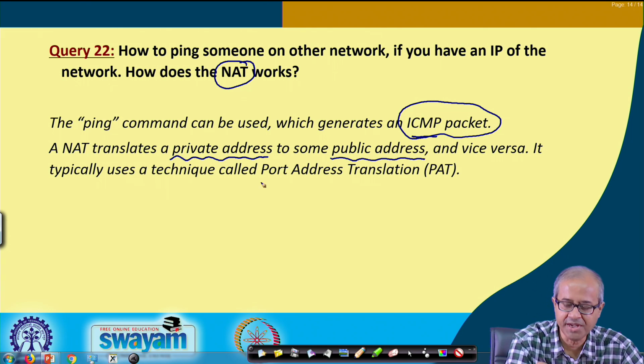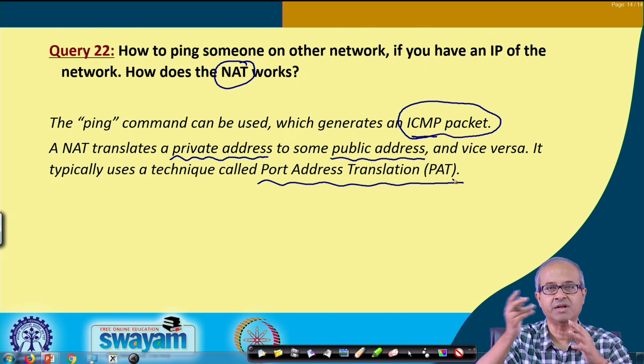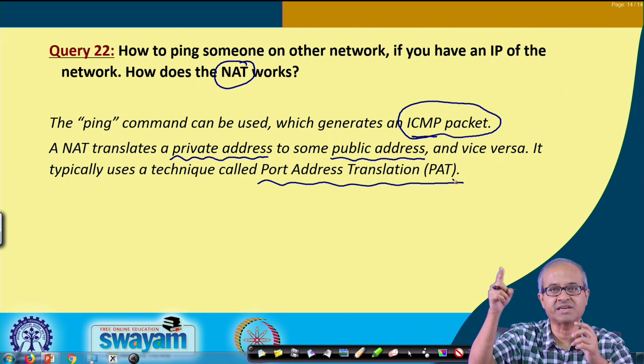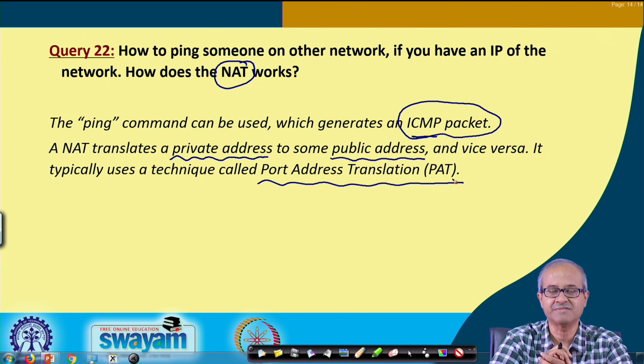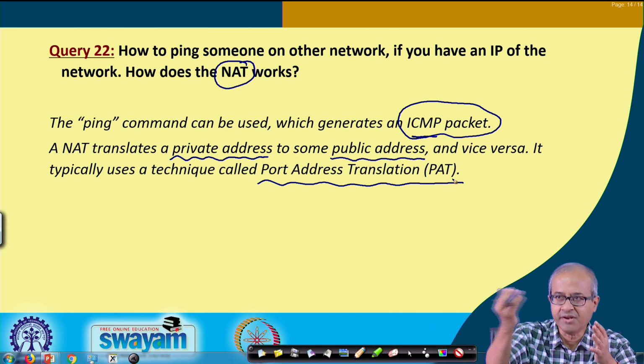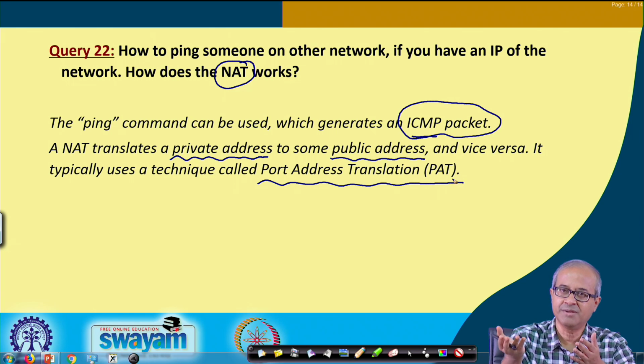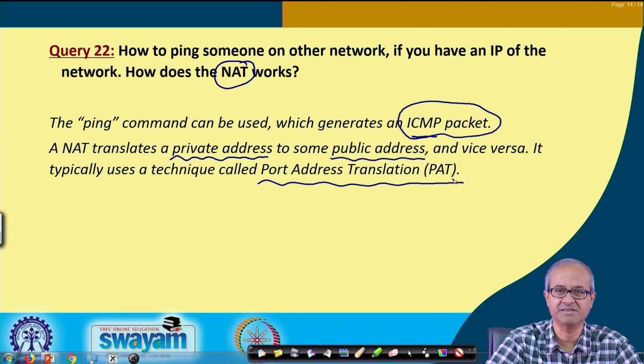And there is a common technique called port address translation, where the port number is automatically changed so that all requests are considered to be unique requests. This mechanism we shall be discussing in some detail in the last week, but this is how NAT works: private to public address, and when the response comes back, the reverse process, public to private, so that the response can come back to my machine.